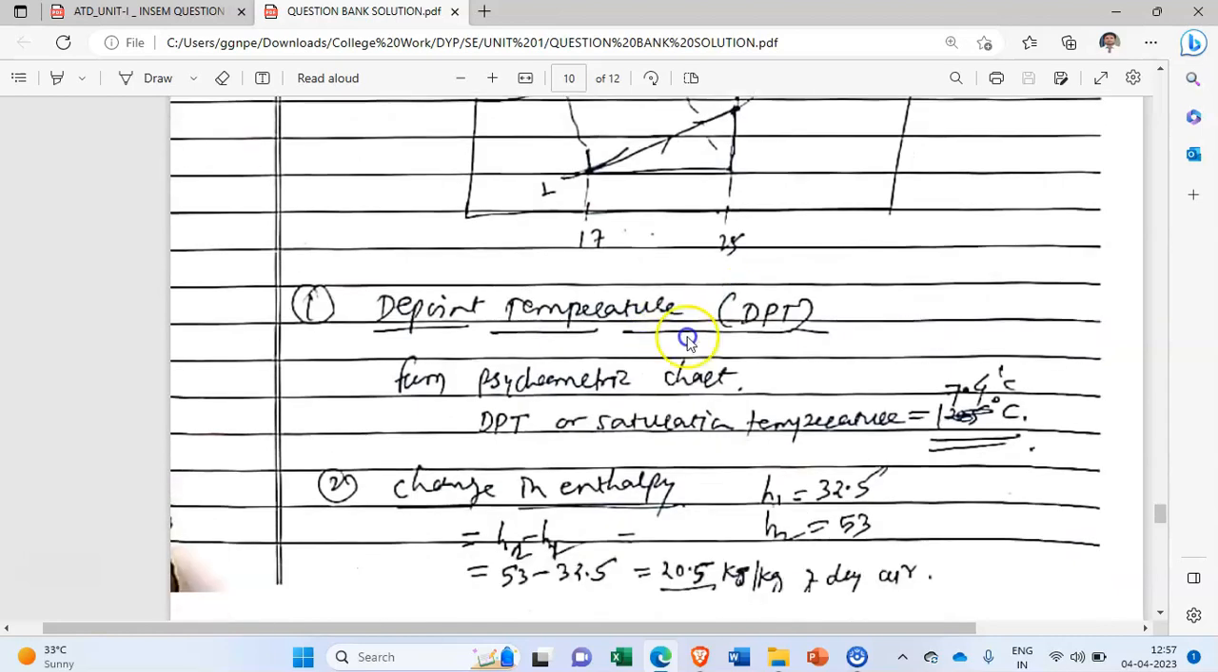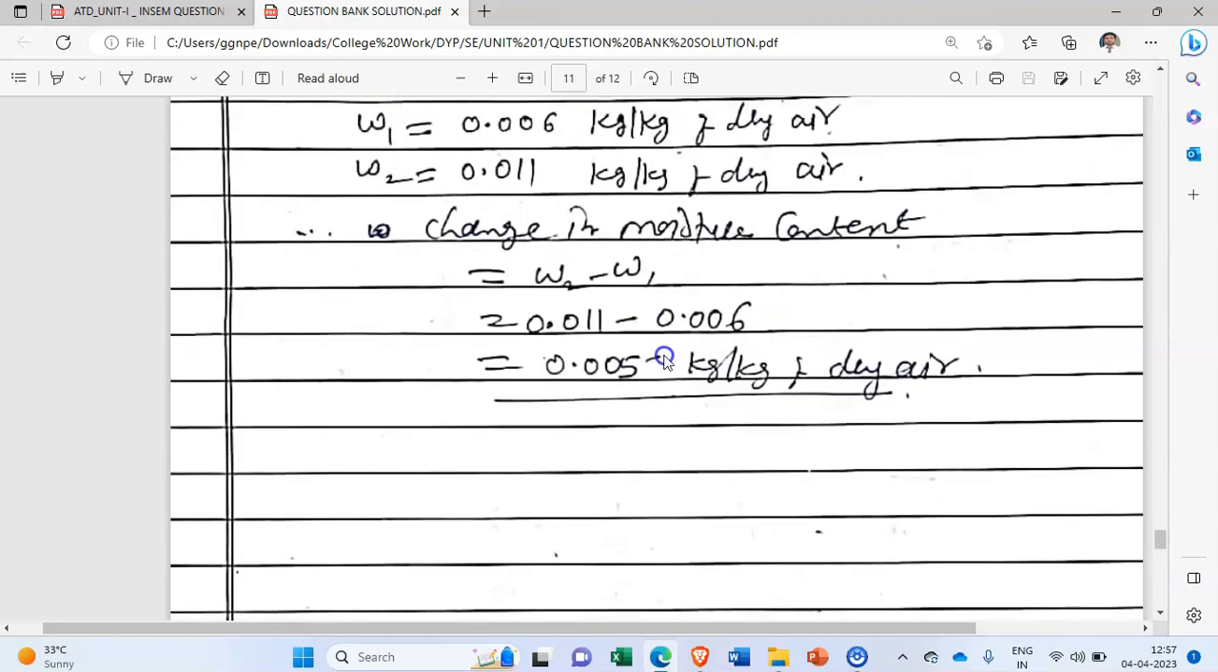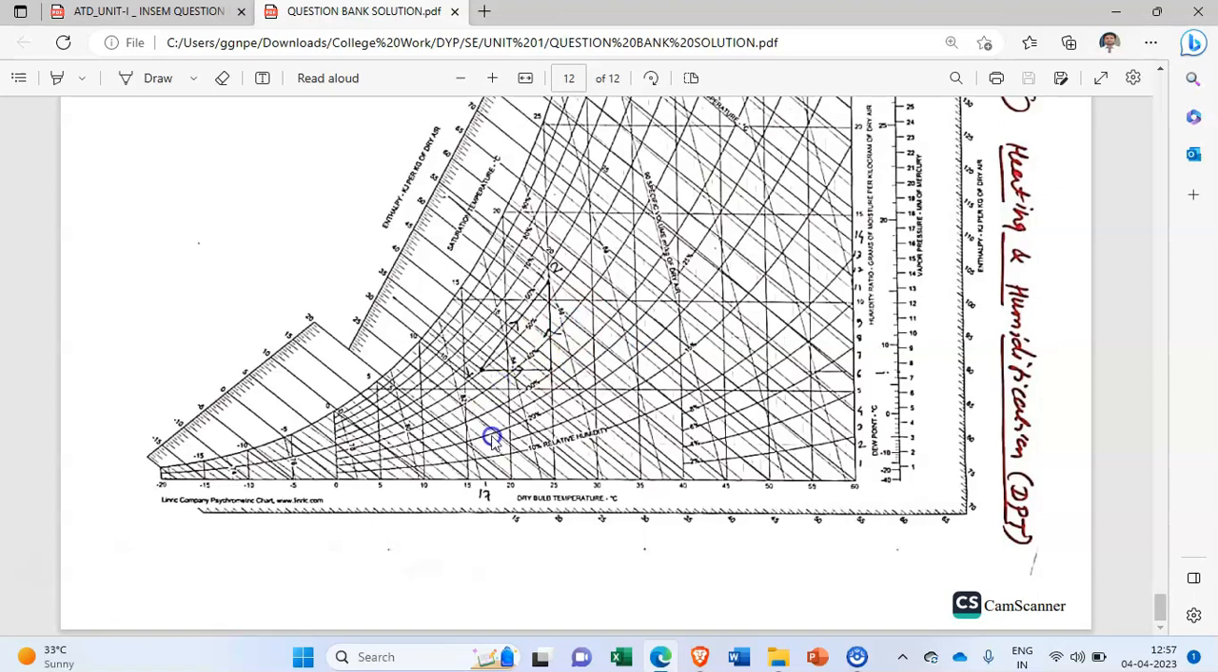Now how to calculate the dew point temperature? From the chart we have to calculate this. If you see this psychrometric chart carefully, I have mentioned here, just one second. This is 15 and this is the 17 degrees Celsius temperature. From this 17 degrees Celsius, we have to draw a straight vertical line. It will intersect here, and this is the relative humidity of how much? 50%. So this is point number 1. Now how to calculate point number 2? Just take a temperature of 25 degrees Celsius.